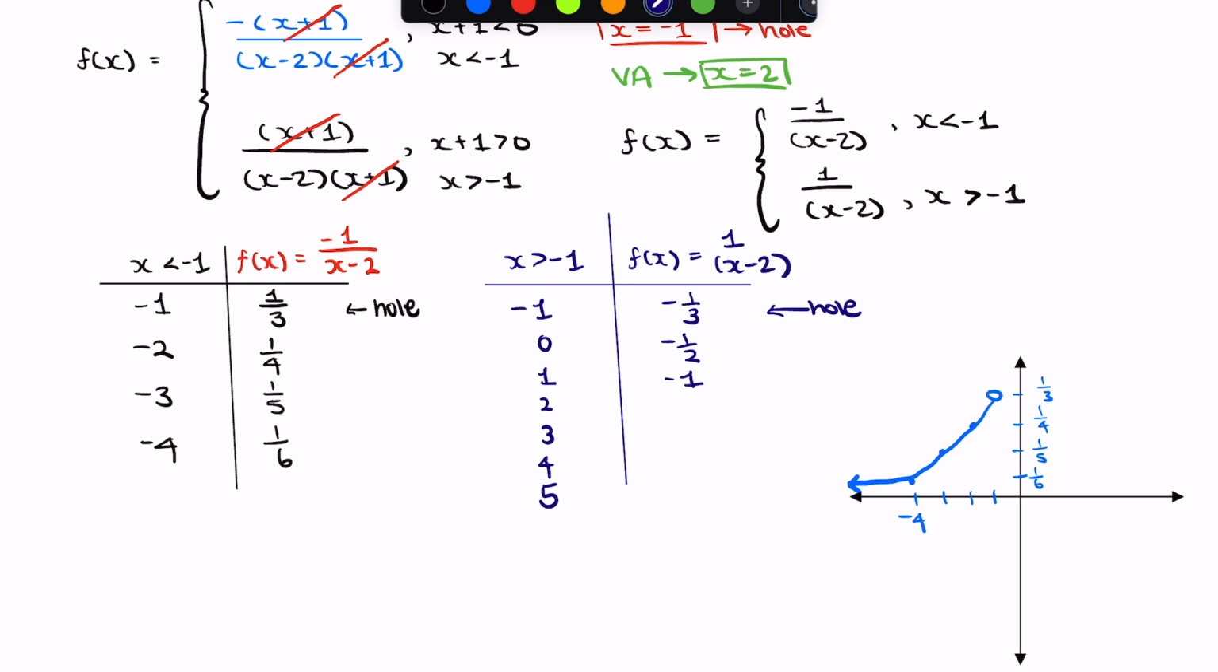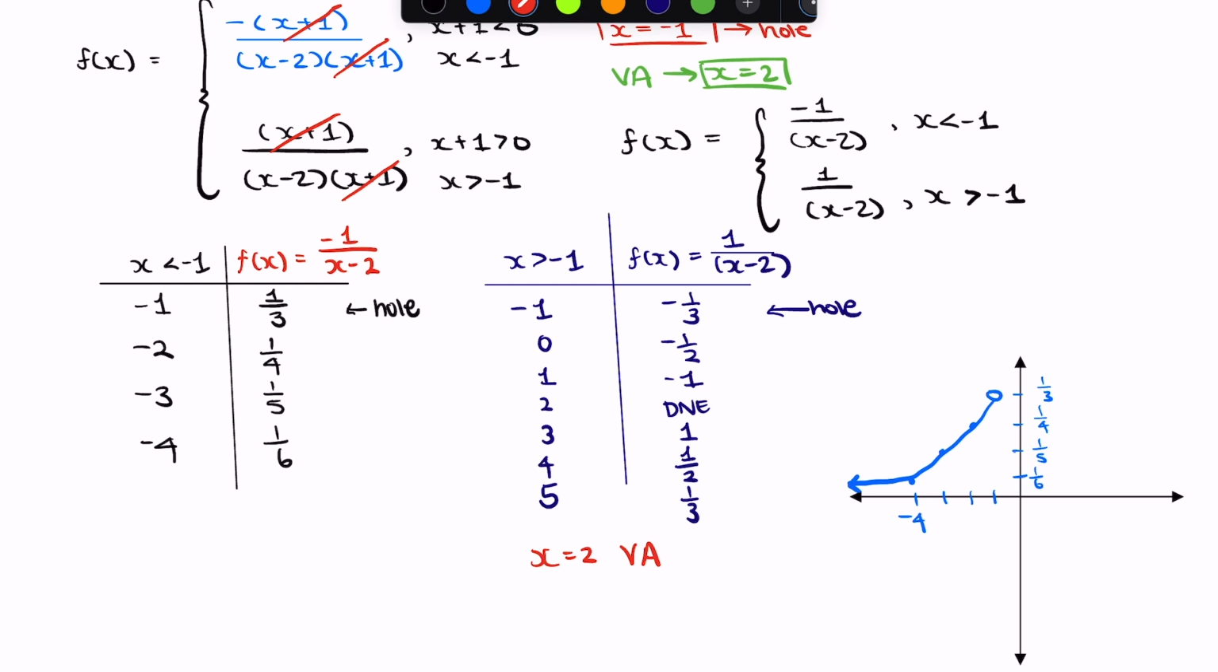At 2, if we sub it in, we see that we get 1 over 0, again, which means that here it does not exist. And that makes sense because that's where our vertical asymptote is. At 3, we get 1. At 4, we get 1 over 2. And at 5, we get 1 over 3. So again, remember, x is equal to 2 gives us our vertical asymptote. Let's write that down as well. So now let's graph the rest of this.